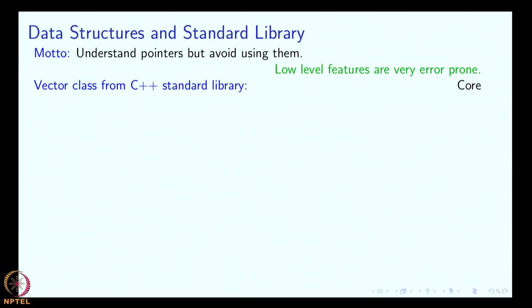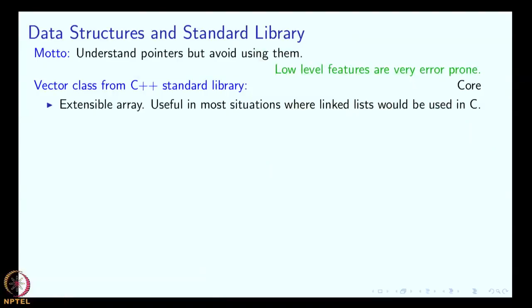The vector class from the C++ standard library should be taught, in my opinion. It is a class which is almost core. I would say it is really core. But of course you can do without it. C programmers do without it. But it is such a great class, such an easy class to use as well, that you really should consider it core. It's an extensible array, useful in most situations, not only where arrays are needed, but even where linked lists may be used in C.